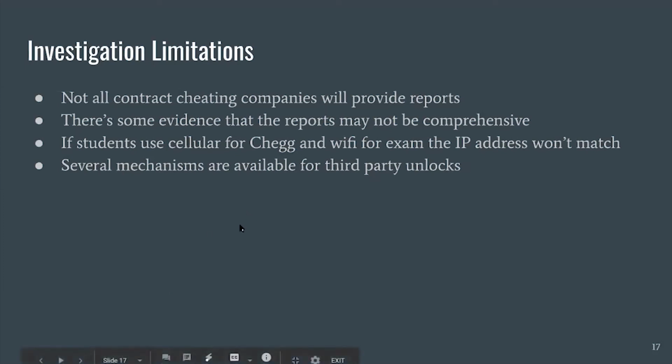As well, it's really not that hard to get around the protections that Chegg has in place, for what they're worth. For example, if a student uses their phone on cellular to post the question, and they're on Wi-Fi on their computer for the exam, that's 2 different IP addresses. As well, there are several mechanisms for third-party unlocks. What I mean by that is you don't have to have a Chegg account to get some question answered on Chegg. All you have to do is pay somebody 25 cents on Reddit, or there's a bunch of Discord servers where people do it for free even.